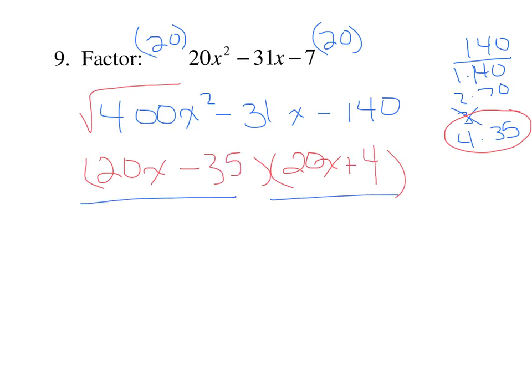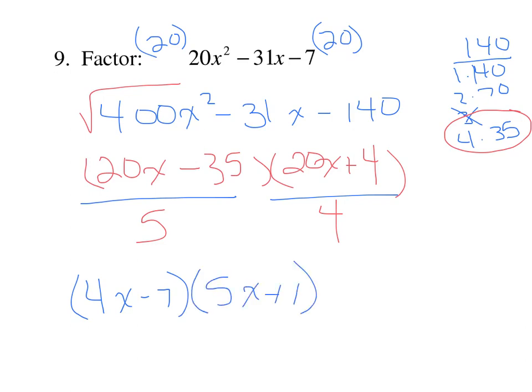And we're going to divide by whatever the GCF is here. The GCF of 20 and 35 is 5, so we're going to divide by 5. The GCF of 20 and 4 is 4, so we'll divide by 4. And they do multiply to give you the 20 that you started with up here. So 5 times 4 is 20. Divide these both by 5, divide these both by 4. You get 4x minus 7, 5x plus 1.